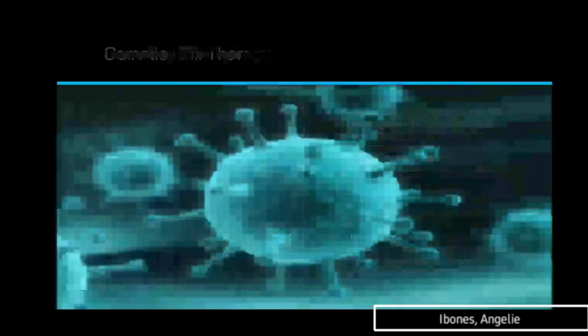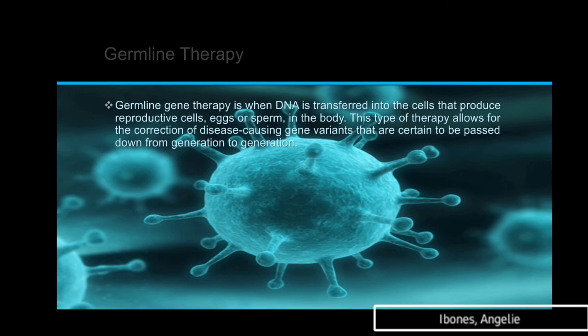Next is germline therapy. Germline gene therapy is when DNA is transferred into the cells that produce reproductive cells, eggs or sperm, in the body. This type of therapy allows for the correction of disease-causing gene variants that are certain to be passed down from generation to generation. Because it targets the reproductive cells, any changes made to the DNA will be passed on to the next generation, unlike somatic cell therapy that would only cure the patient itself. Consequently, the practice has dramatically divided opinion.